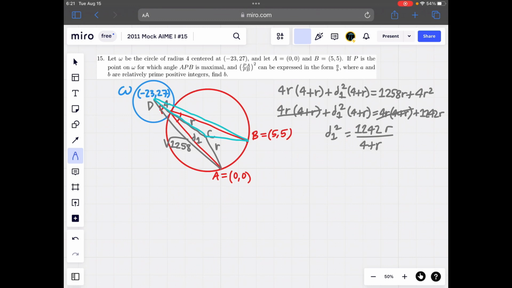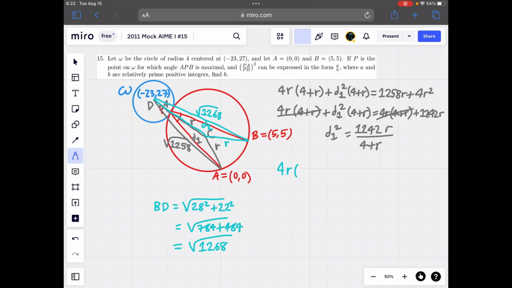Similarly, we can use Stewart's theorem on triangle BCD as we did on ACD just now. We have BC is equal to R as well, and we have BP is equal to, I'll call that d2, and then BD is equal to the square root of (23 plus 5) squared, which is 28 squared, plus (27 minus 5) squared, which is 22 squared. And that's equal to the square root of 784 plus 484. And that's equal to the square root of 1268. So BD is equal to the square root of 1268. And now we can use Stewart's theorem.